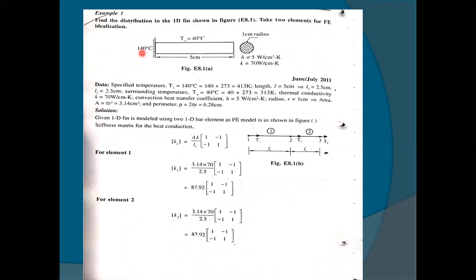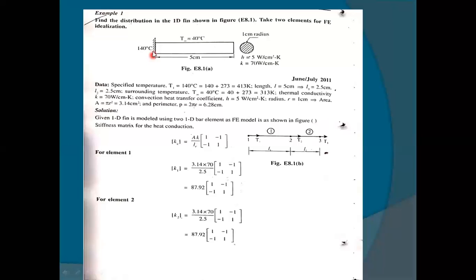But this is another type of problem, that is problems based on fins. Now here you can see, find the temperature distribution in the one-dimensional fin shown in the figure. Take two elements for a FEA model. So they have given one element. We have to consider it as two elements in order to solve the problem. If you consider this as two elements, then we will get three nodes. Node 1 at this point, node 2 at the center, node 3 at this point.